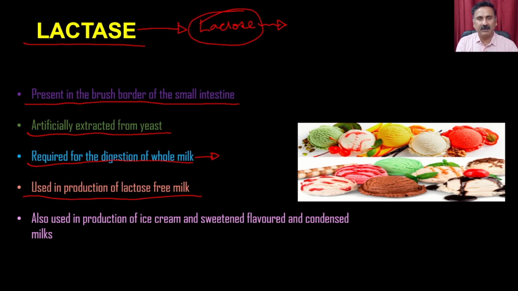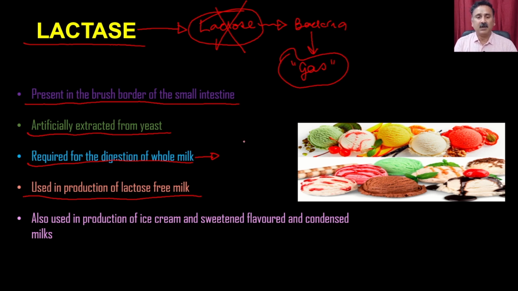Because when you treat the milk with the lactase enzyme, it degrades the lactose, and that's how the milk gets converted into lactose free. Many people have lactose intolerance, because if lactose is present in the milk and they don't have this particular enzyme, then the lactose is utilized by bacteria. That causes the production of gas, which is responsible for the lactose intolerance. So for those people, the companies are treating the milk.